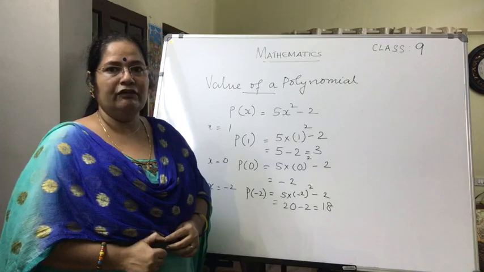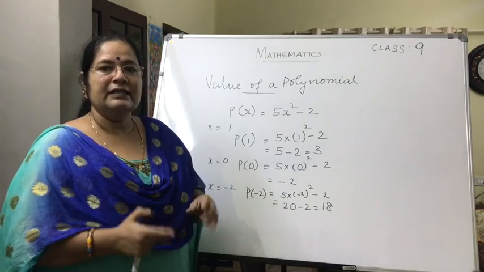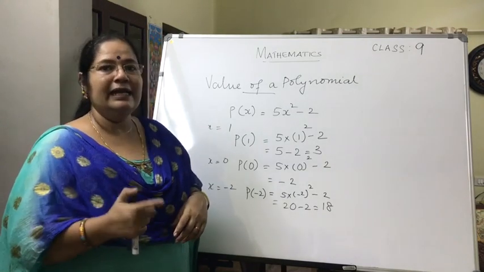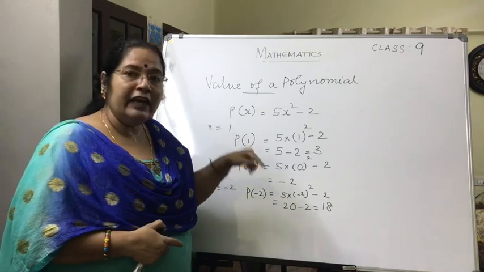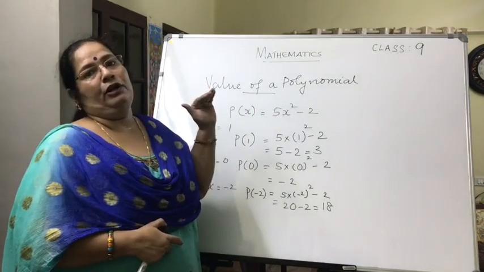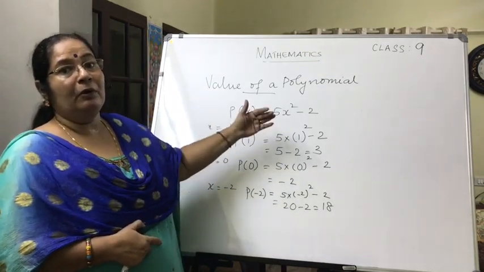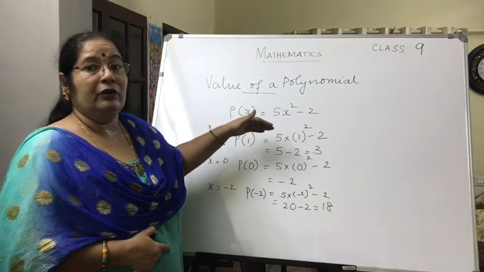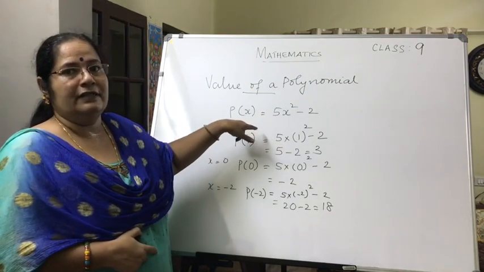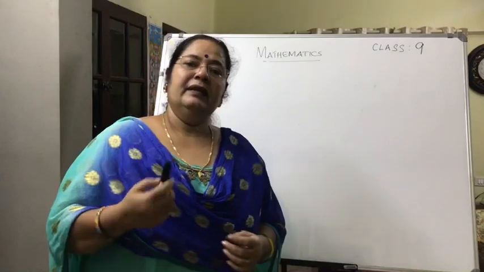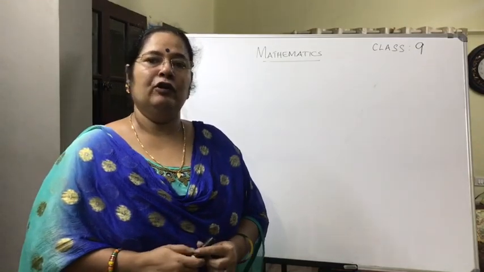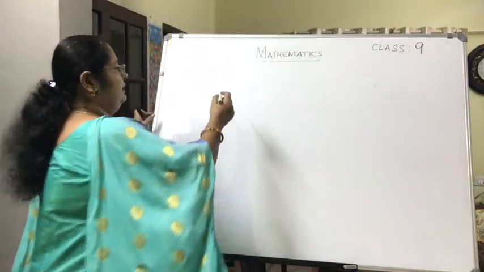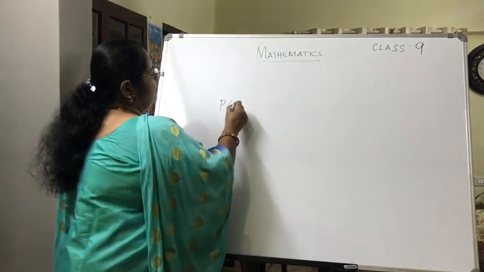So, understood what is the value of the polynomial? A real constant obtained on assigning values to the variable of the given polynomial. This is the value of this particular polynomial only, the polynomial that is given to us. Is it clear? Okay.